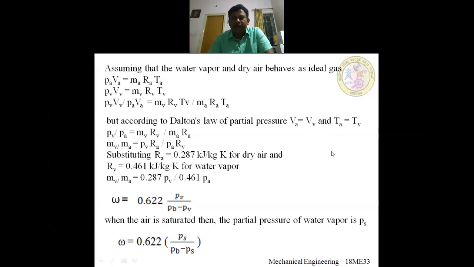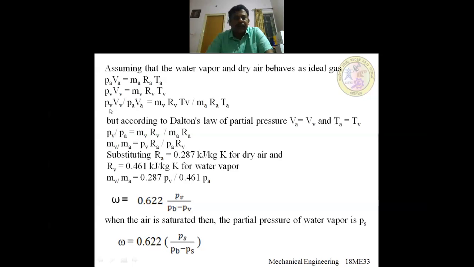So the atmospheric air is nothing but dry air and water vapor. So the volume is the same for dry air as well as for water vapor, and the temperature also remains the same. Dry air here means it's a mixture of so many gases like oxygen, nitrogen, carbon dioxide, argon, neon, etc. The water vapor will be mixed with the dry air, and the temperature also remains the same. When you apply Dalton's law, the volume gets cancelled and the temperature gets cancelled. Here VV, VA get cancelled, TV, TA get cancelled.